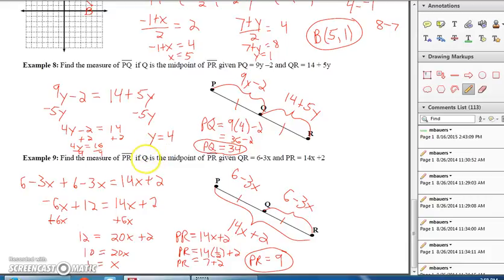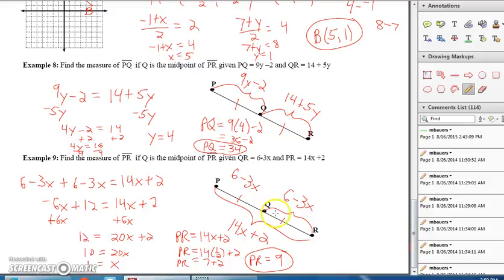Now, what do they want to know? They want to know PQ, so I'm going to take this 4 for y, plug it in here. 36 minus 2 is 34. There's my answer. So when they give me the two different expressions for things that I know are congruent, I set them equal and I get the answer. 9 is a little bit different though.